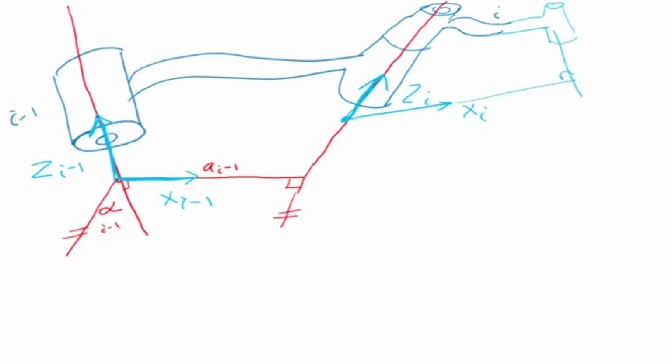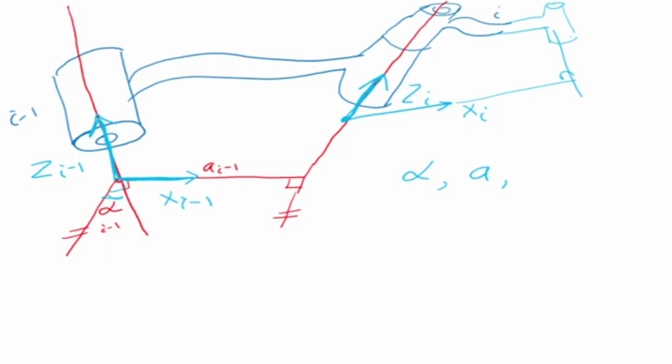Now we want to find how many parameters are required to align the x i minus 1 axis with the x i axis. The first thing that we do is we rotate by an angle alpha i. So this is my angle alpha. Then I translate by a distance a. When I rotate by an angle alpha, the z i minus 1 will come here.